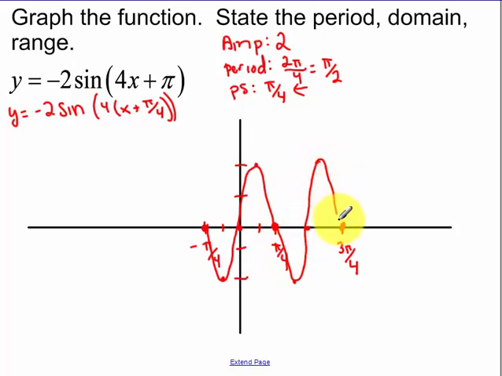And so that's what our graph looks like. Now domain and range, again, I always forget this, re-recording for this new year. Domain, I can plug in anything that I want, so that's all real numbers. Your range, what is your highest, what's your lowest? You're ranging between what your amplitude is, -2 and 2.